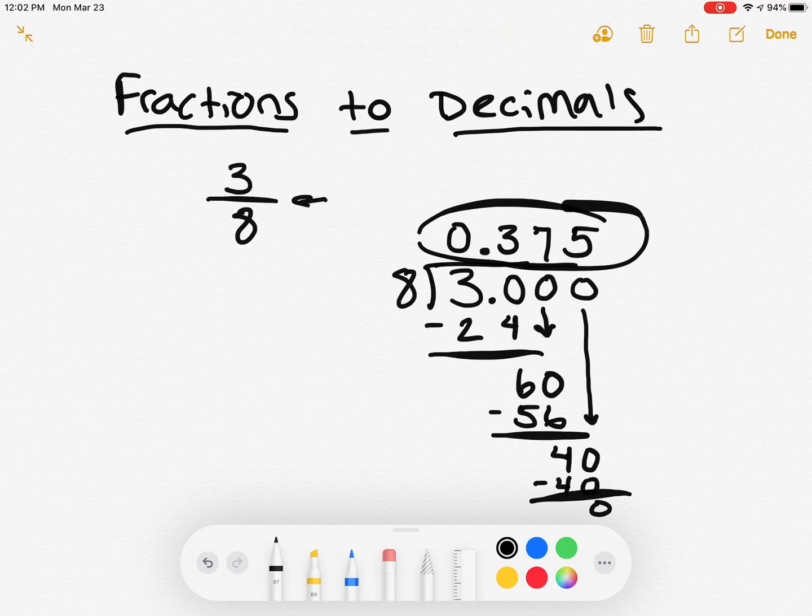Okay, so if you ever get to a number that you can't, you're left with a remainder, but you don't have any more digits to bring down, if there's already a decimal, you just annex a 0 and bring it down. If there's not already a decimal, you put a decimal at the end of the number and then annex as many zeros as you need.